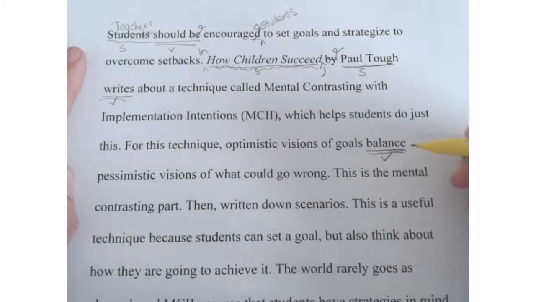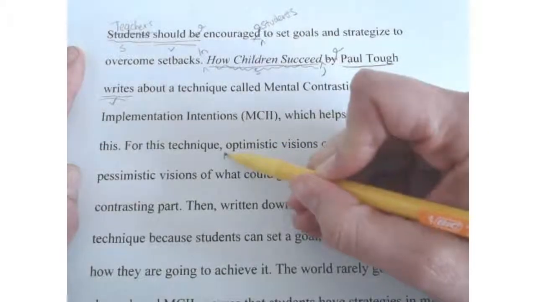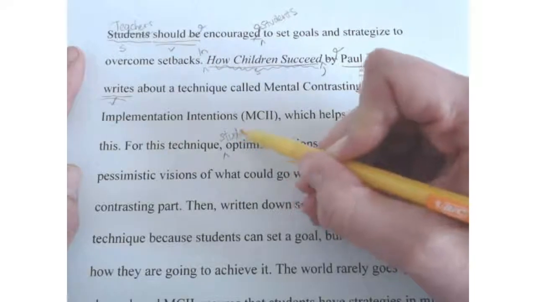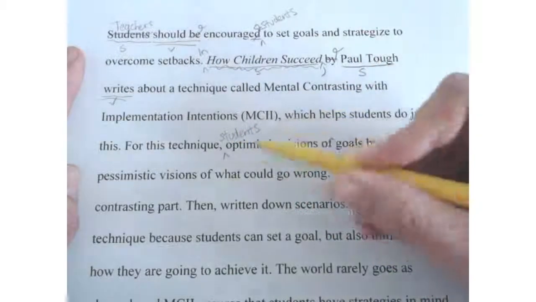Now who or what is doing the balancing? Here I have it as visions balance, but can visions balance? That doesn't make any sense. I'm going to make students the subject because I remember from the module that people make good subjects. What if I do that?